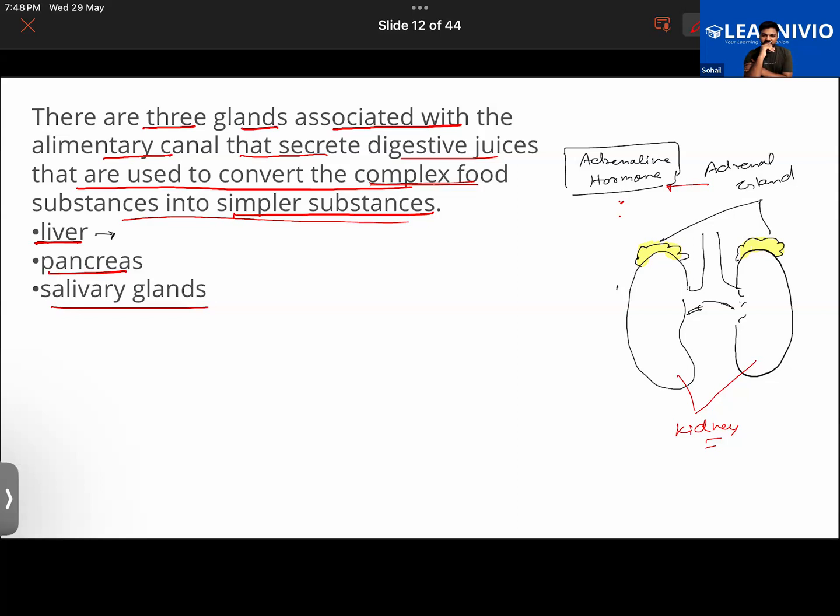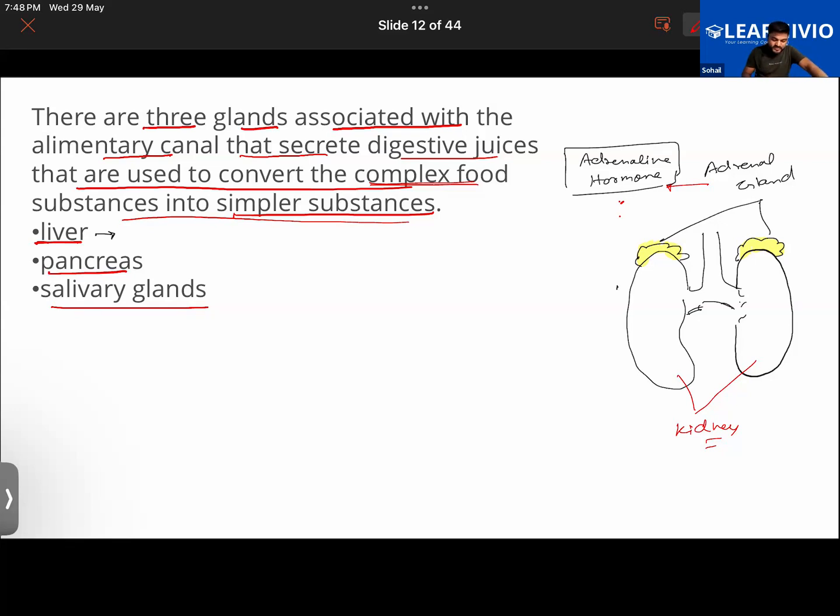Now my question to you guys is, does this gland have any function to do with digestion? Is it associated with digestion in any way? Obviously no. It is not actively participating in digestion.